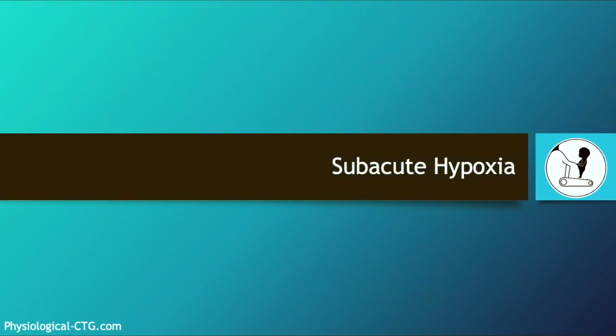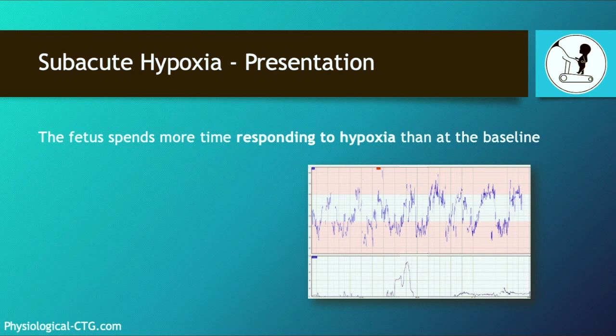Subacute hypoxia. Subacute hypoxia presents with the fetus spending more time responding to hypoxia than at the baseline. This is frequently associated with episodes of exaggerated variability or panic response.